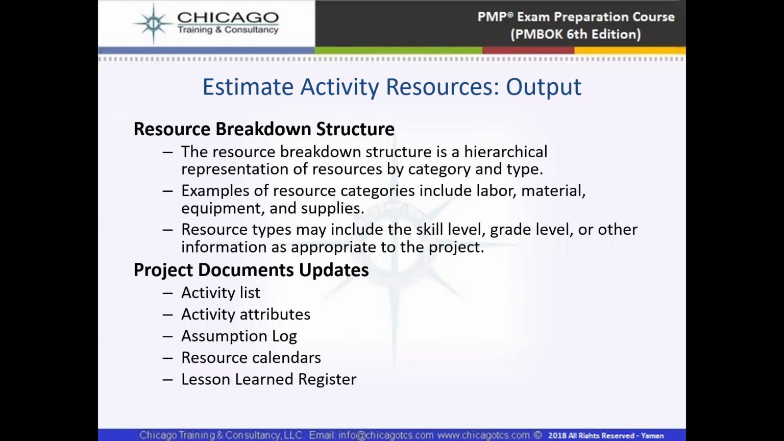And the other output we have is the resource breakdown structure. What is the resource breakdown structure? It is the hierarchical representation of the resources by category or by type, like labor, materials, equipment, and supplies. And then we have project document updates, like the activity list, activity attributes, assumption log, resource calendars, and the lessons learned register, which we are going to update as our project documents.